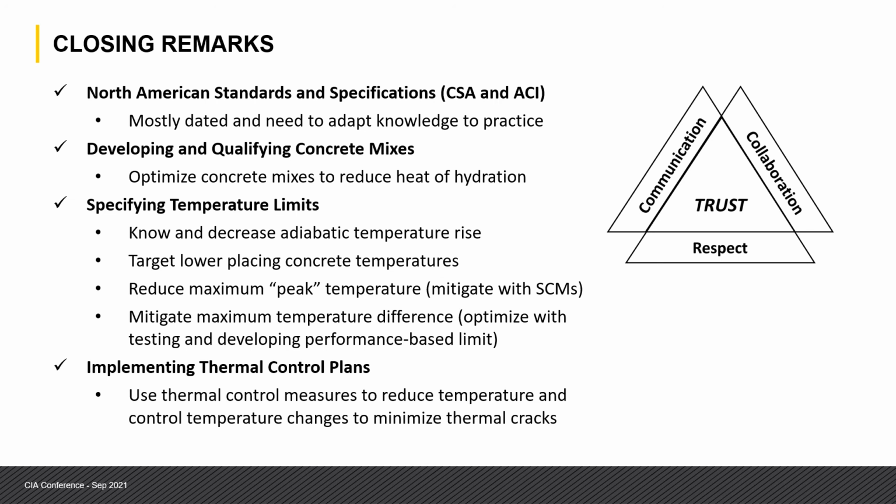Develop and optimize mixes, extremely important to reduce the heat of hydration. And then use temperature limits that are applicable to the behavior of the materials. Qualify those materials. Make sure that you understand the ability to generate heat in the mix. Make sure you understand how you can use SCMs to optimize the mix performance. And then be able to test and qualify the performance-based limit. Implementing thermal control plans is extremely important, and we're not trying to avoid implementing thermal control plans. But you need to use thermal control plans to facilitate the work, reduce temperatures, control temperature, and minimize thermal cracking.